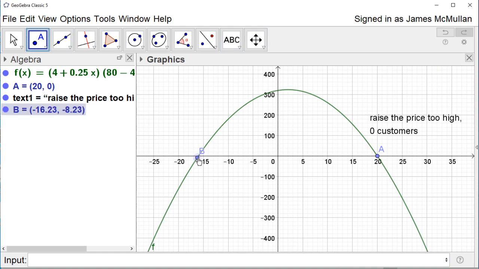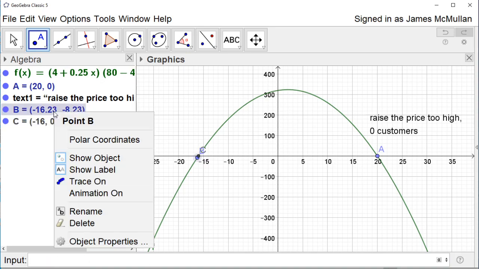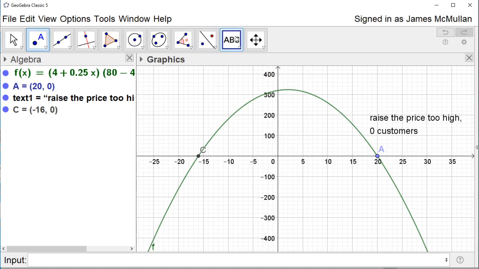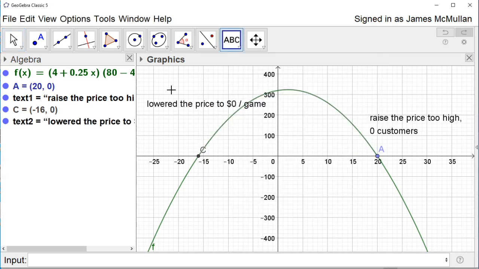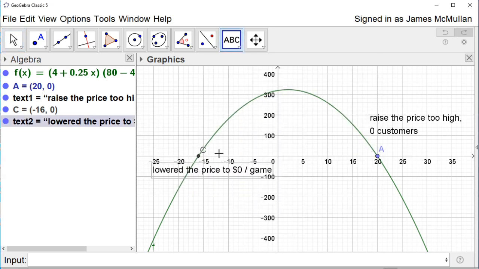On the other hand, over here, let's say point C, this would be the point where I have lowered the price to $0 per game. And again, it's just a model, so it's not a perfect representation of how many people would come if it was $0 per game. But basically, your domain here is anywhere between -16 and 20, because those are the only legal moves you can make.